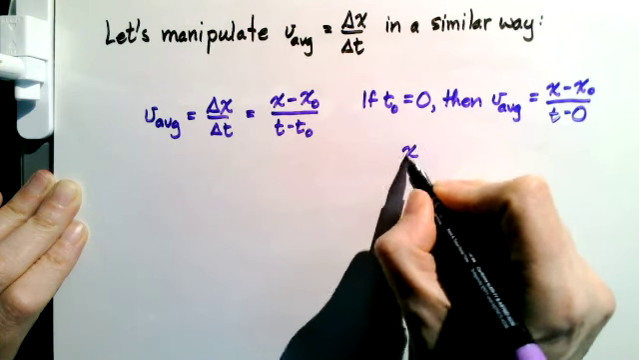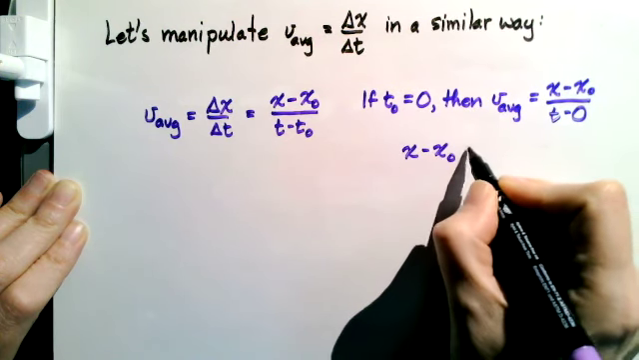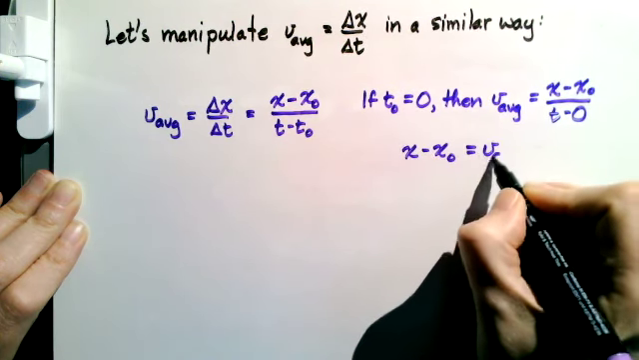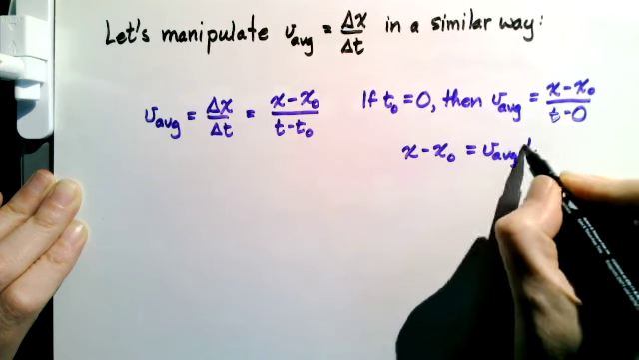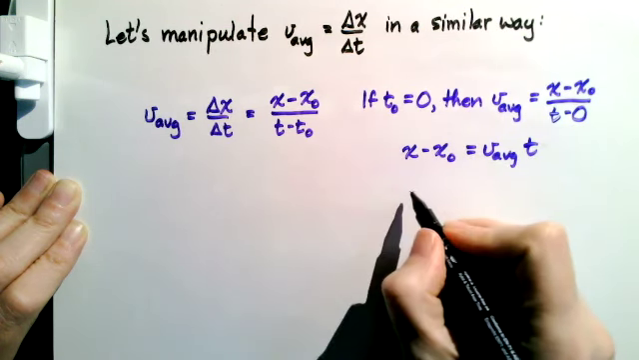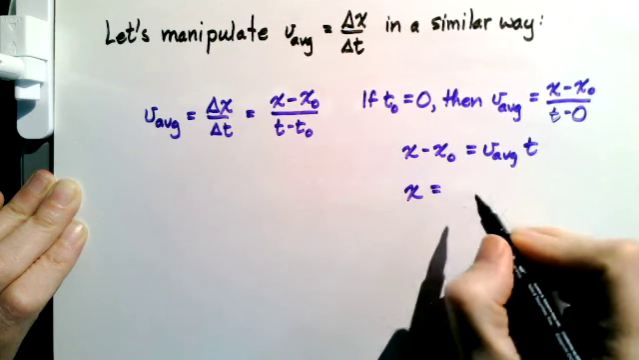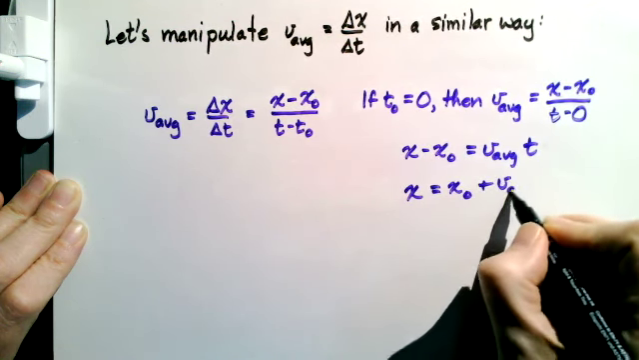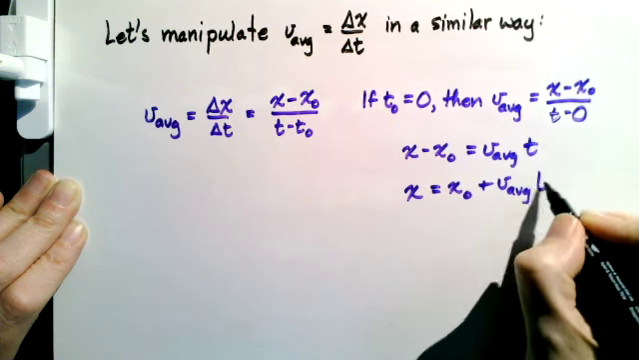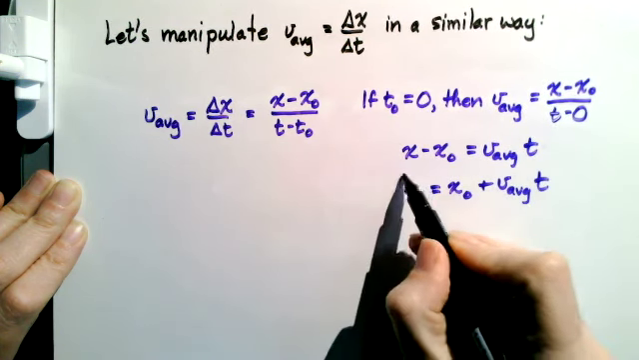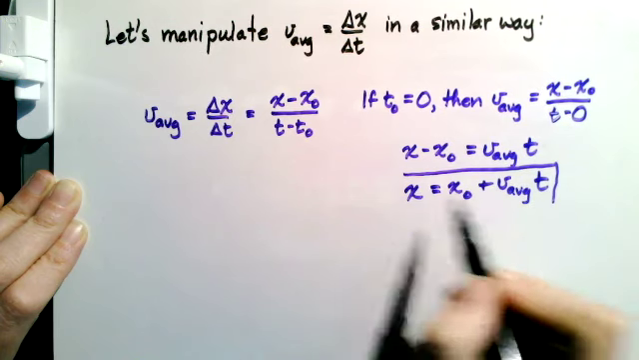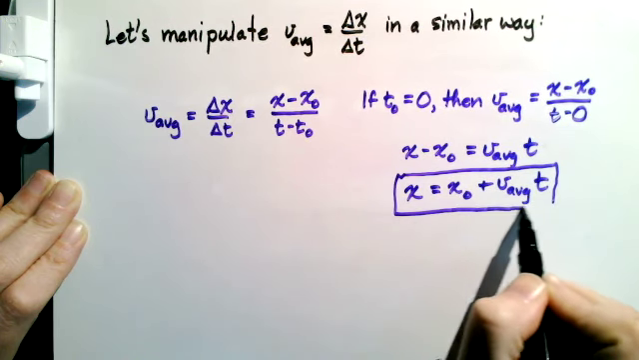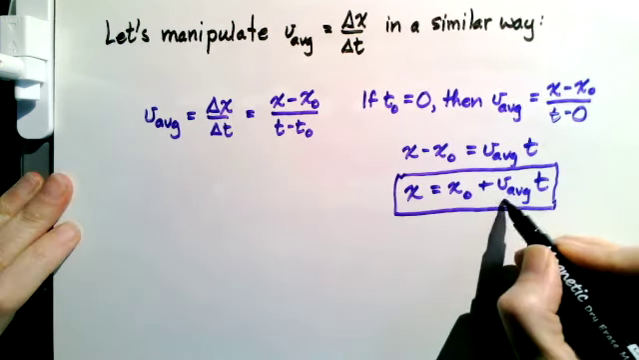I'll rearrange this and solve for x minus x initial, which is x final minus x initial, and that will be equal to the average velocity times the time. And then I can take that x initial and bring it over to the other side to get the final position equals the initial position plus the average velocity times the time. And so this is another kinematic equation that we can use.